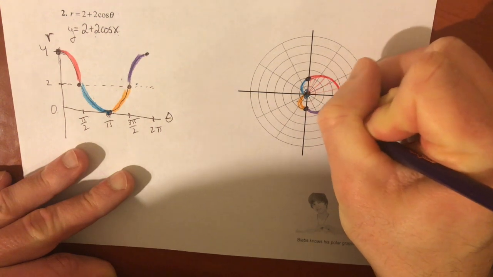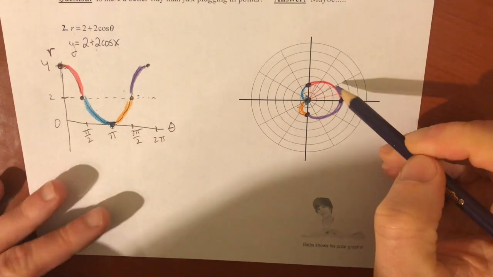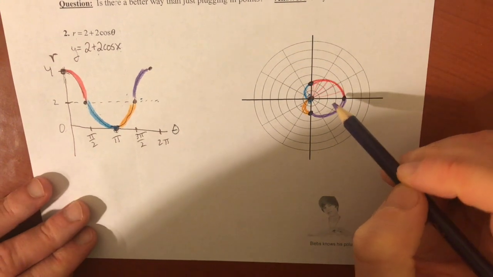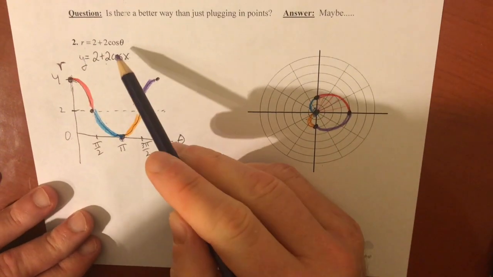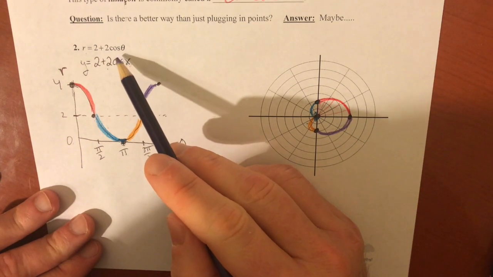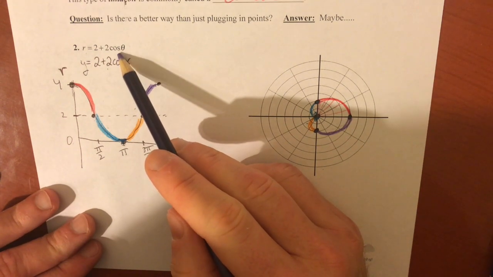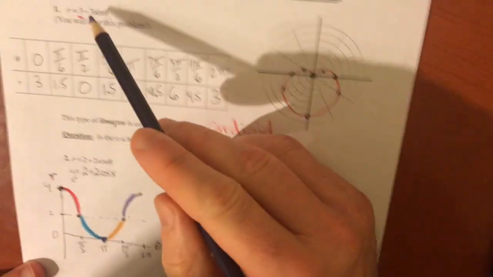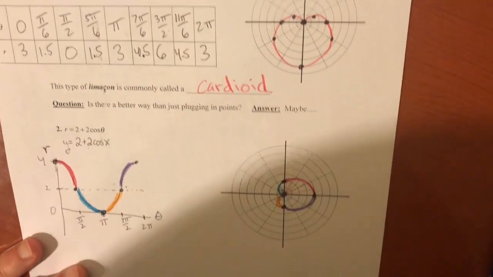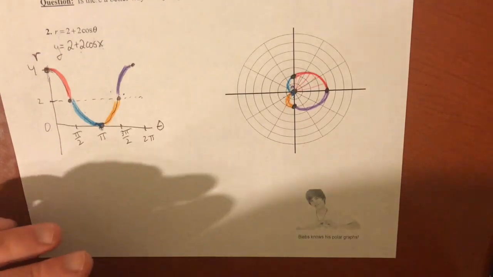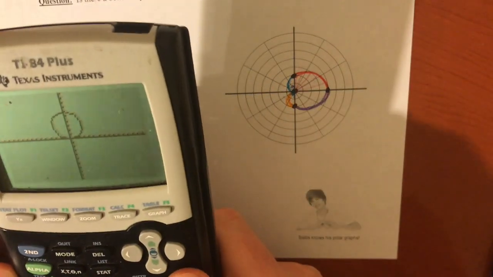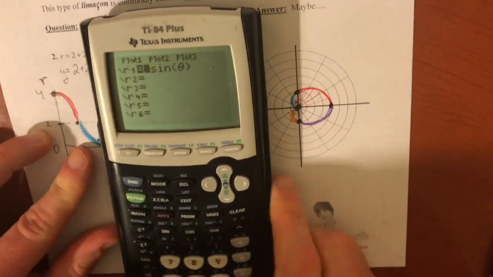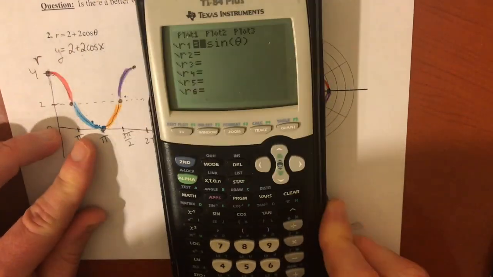So you got another one of these polar apples, or cardioids as they're called. But notice, it's a cardioid, but this one was symmetric with the x-axis because it was a cosine cardioid, whereas this one was symmetric with the y-axis because it was a sine cardioid. And just to hit this up again, of course, you can always go to Desmos and type this in if you've got a graphing calculator.